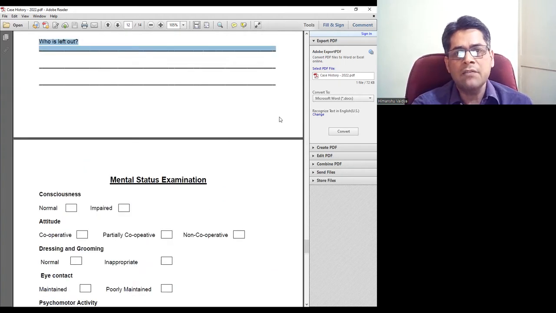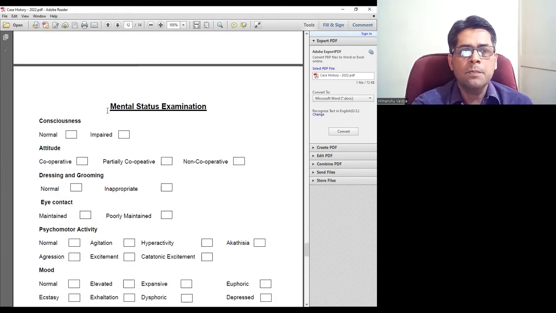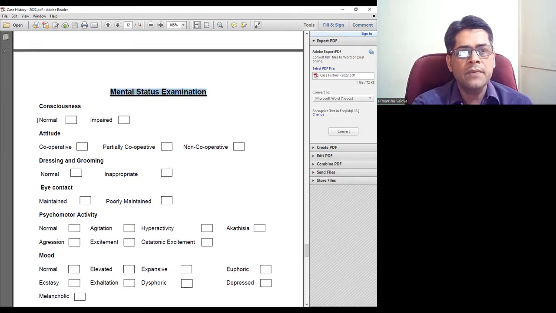After this, the life story gets over, and then the last part is mental status examination. This is the last part of the case history form. So as we talk, is consciousness normal or impaired, we just tick. If we tick normal, the story ends there. If we say impaired, then we note down in the remarks what it is, or we can write down here itself by providing some blank lines. What is the impairment about?